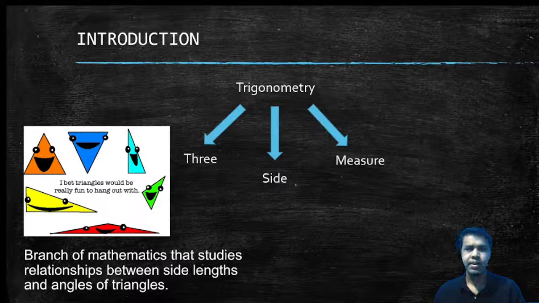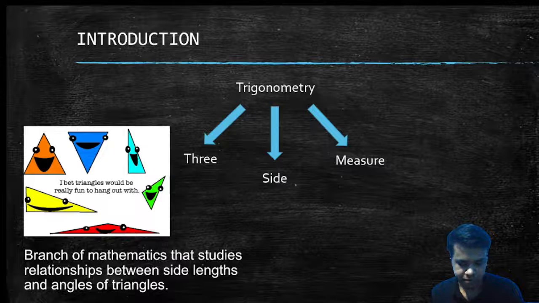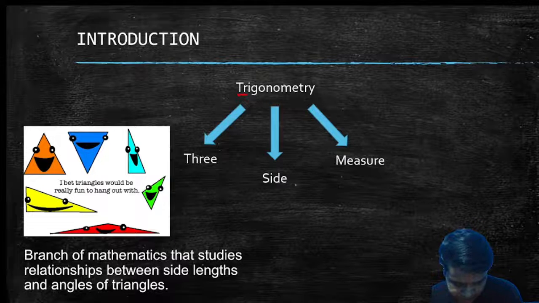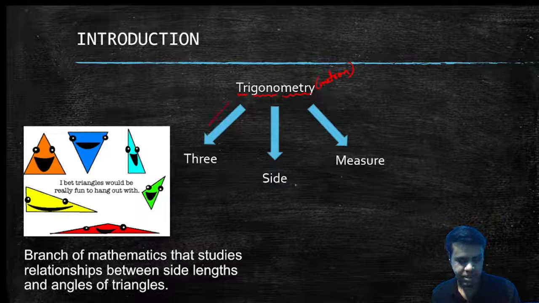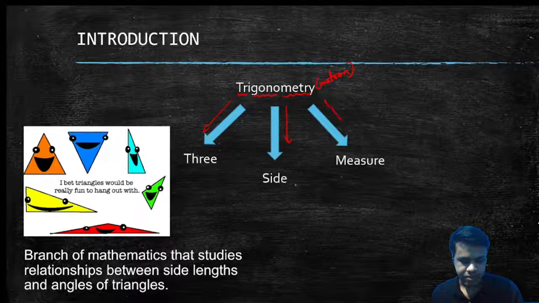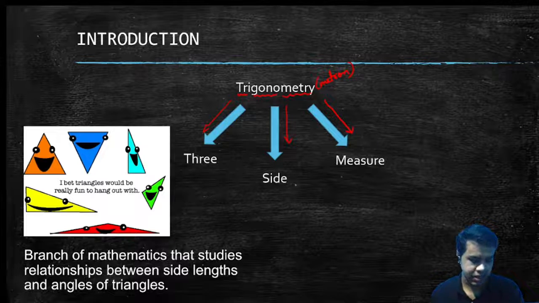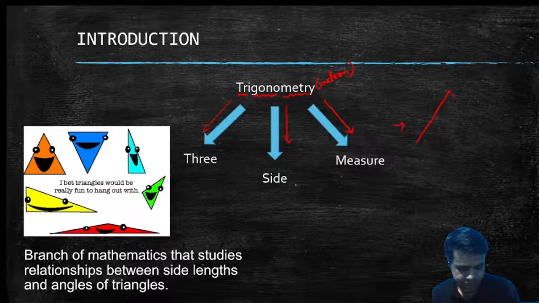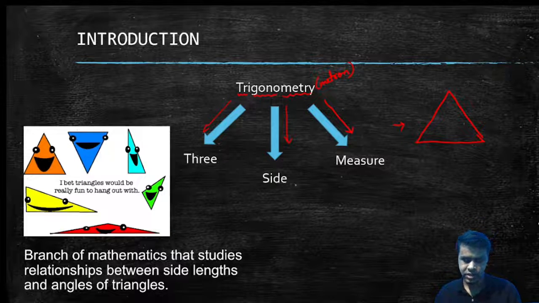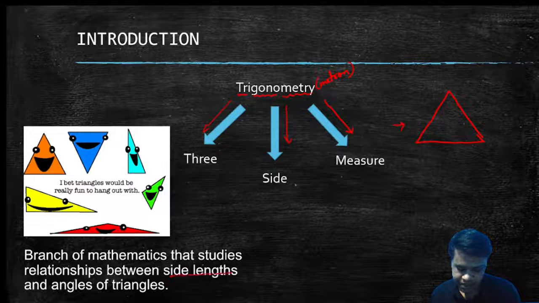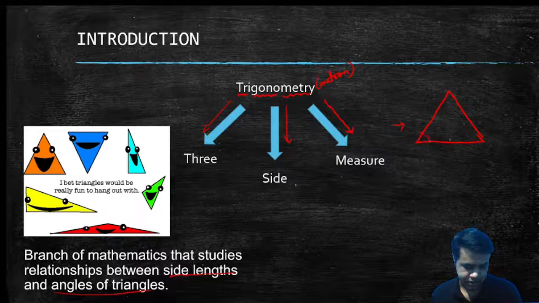If we look at the etymology of trigonometry, it is made up of three words: tri, gono, and metri, which comes from metron. These are Greek-origin words, where tri means three, gono means side, and metri means measure. And what is the figure which has three sides? It's quite simple. It is a triangle. So trigonometry deals with triangles. The formal definition is: a branch of mathematics that studies the relationship between side lengths and the angles of a triangle.